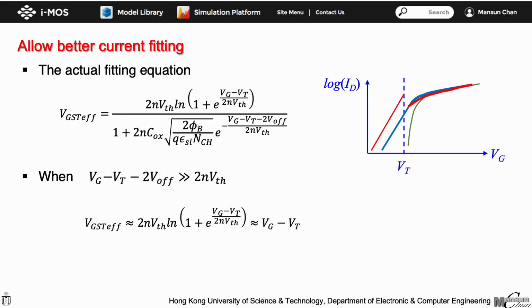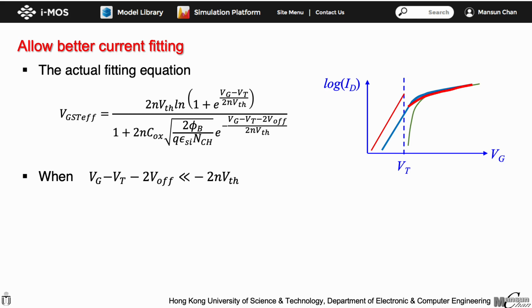Therefore, in the region with Vg larger than Vt, the current equation will follow the prediction of the conventional equations as shown in the graph. As the denominator is always larger than 1, you may expect the current calculated with the new VGST effective will always be slightly less than that calculated with the original VGST effective function.